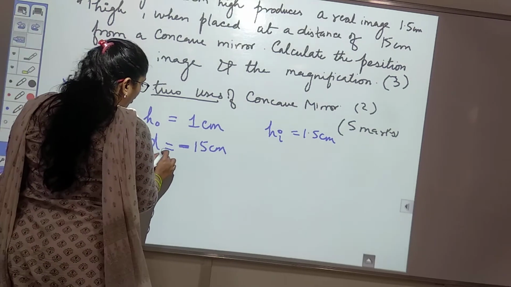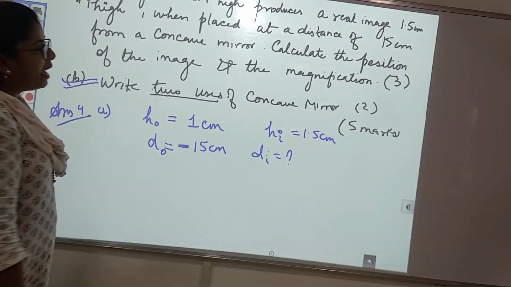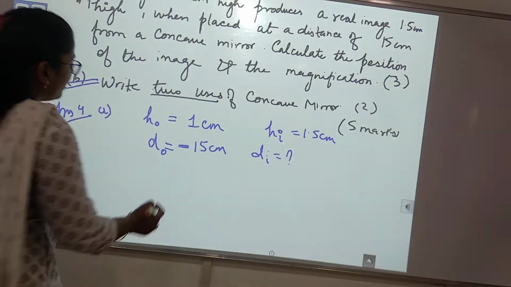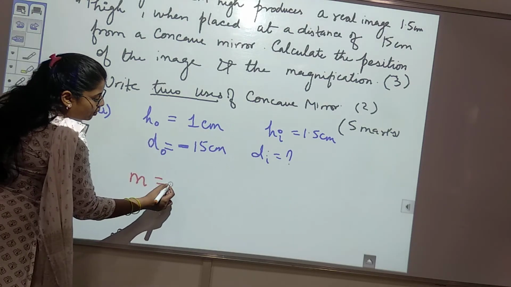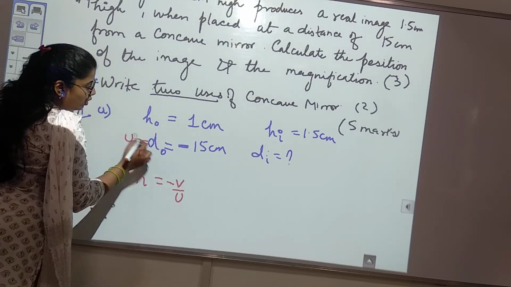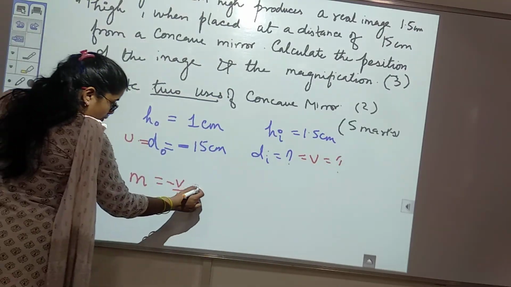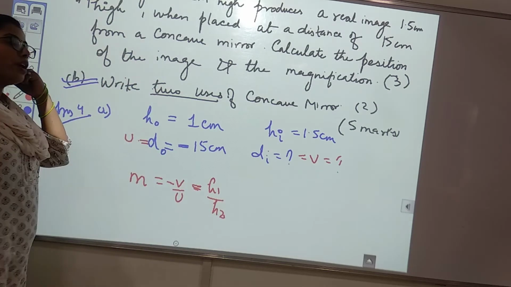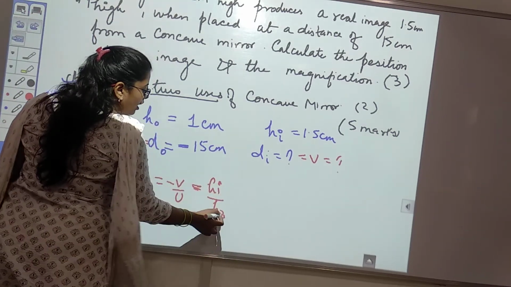We have to calculate the position of the image. You know the distance of the object, we need to find the distance of the image. And calculate the magnification. You know the formula of magnification: m equals to minus v upon u, where u is the object distance and v is the image distance. This is equal to h2 upon h1, that is, height of image upon height of the object.